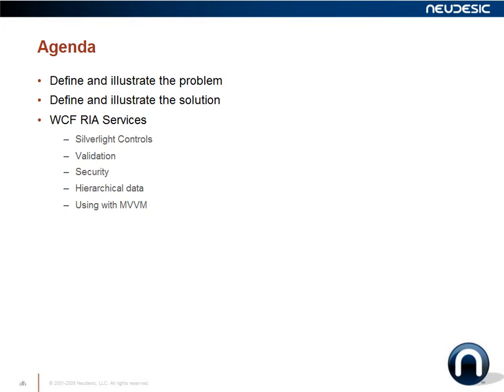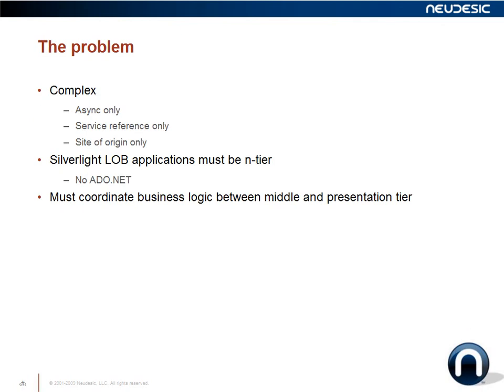So that's the first two things, and we're going to go into some details about some of the features of WCF RIA Services and touch on some use cases like hierarchical data, maybe MVVM, how you implement application logic using validation, and how you can recognize who the user is and what they have permission to do.